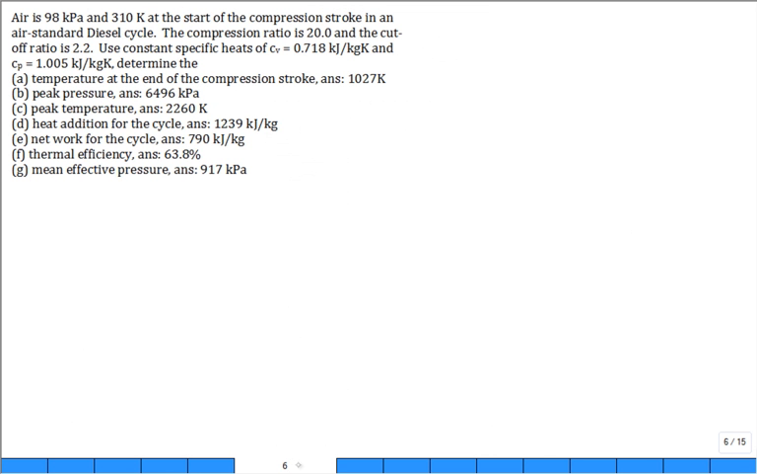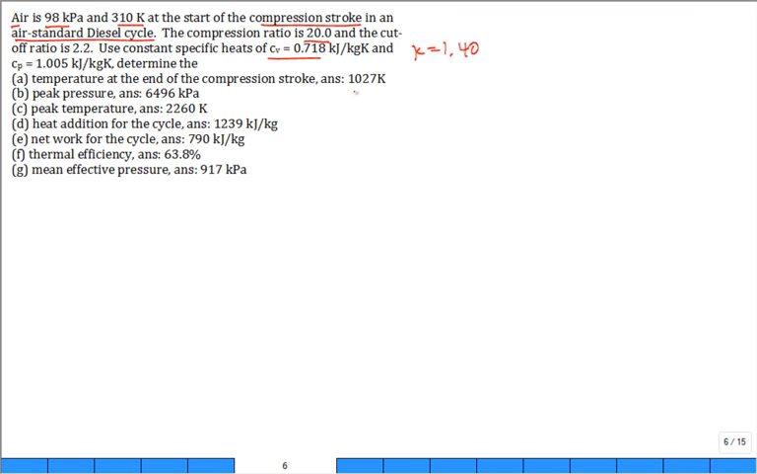Ready to solve a problem? Just like the Otto, it's a long problem, but let's jump into it. You have air. This is the typical working fluid in a diesel cycle. They give you the pressure and the temperature at the start of the compression stroke. That's state 1 in our nomenclature. And it's an air standard diesel cycle. All right. Compression ratio is 20, and the cutoff ratio is 2.2. Use constant specific heats where this value is CV and that value is CP. If you do the ratio, you'll get K is about 1.40. All right. And then you have a bunch of questions.